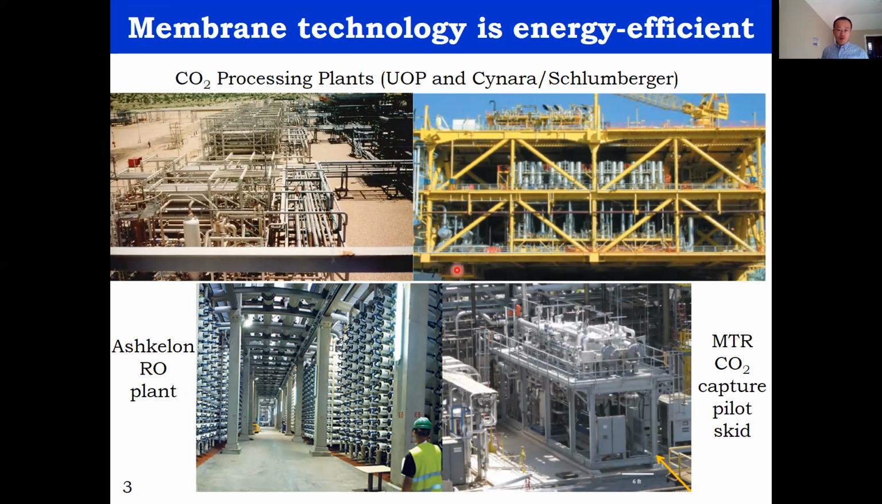Membranes have been used for large scale gas separation, as shown here for CO2 removal from natural gas built by UOP and also by Schlumberger. This one shows the membranes for reverse osmosis application. And membranes are also being looked at for emerging applications such as CO2 capture from flue gas. This is a pilot scale demonstration built by MTR.